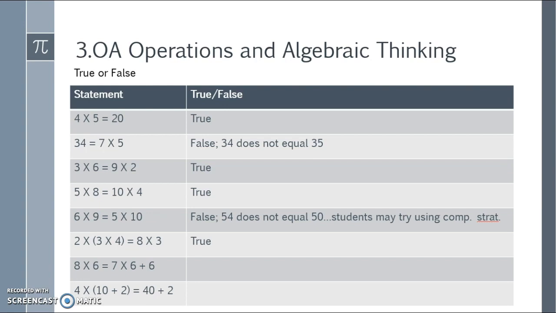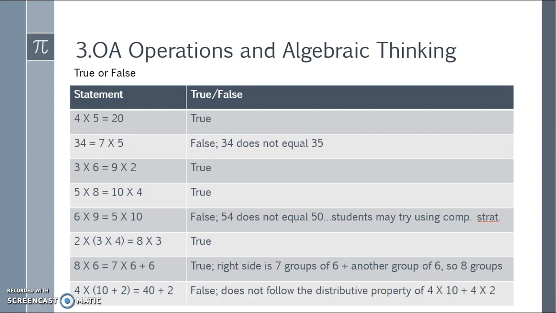8 times 6, is that equal to 7 times 6 plus 6? True. The right side is 7 groups of 6 plus another group of 6. So I actually have 8 groups of 6 on the right, even though it's not written that way. And then the final one, 10 plus 2 is 12 times 4. Is that the same as 40 plus 2? False. This does not follow the distributive property of 4 times 10 plus 4 times 2. So the distributive property being 4 times 10 and then distributing 4 times the 2 as well.